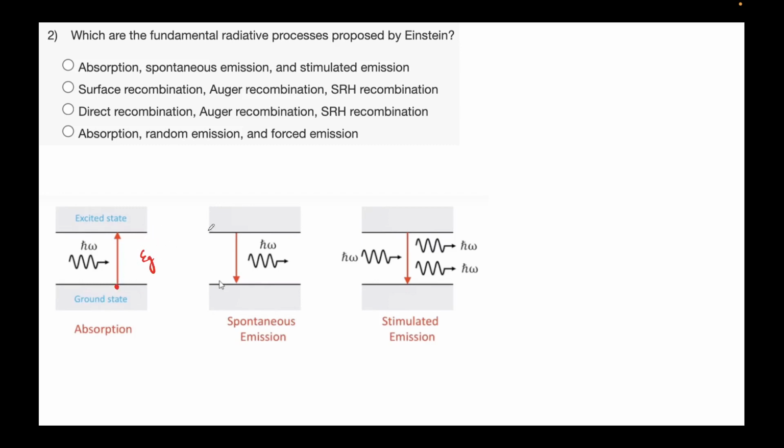We have seen this multiple times now. So for h cut omega greater than or equal to Eg, you will have something called absorption. The second thing that can happen is that, note that at any temperature greater than 0 Kelvin, the electrons will be here. Their amount may be very small, but some of them will still be here.